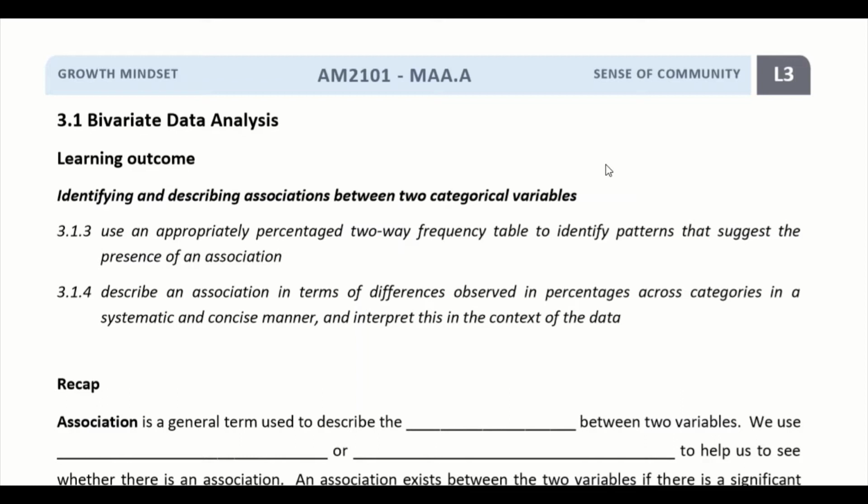After today's lesson, next week we are going to look at some questions so that you have an idea of how the questions are going to look when they come out in your exam for this topic.